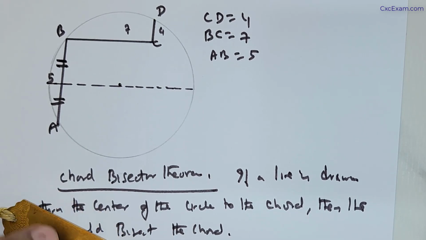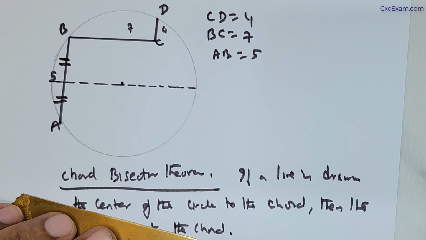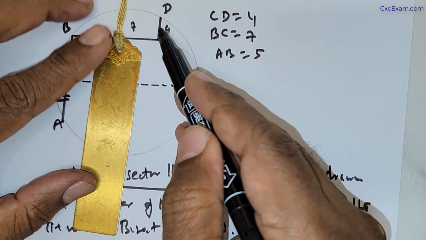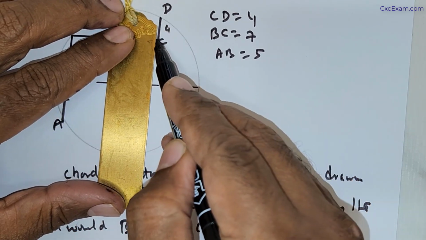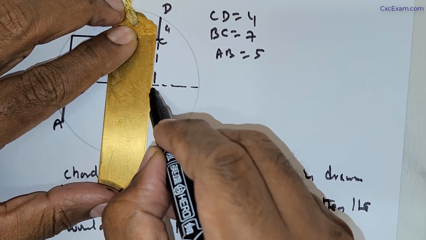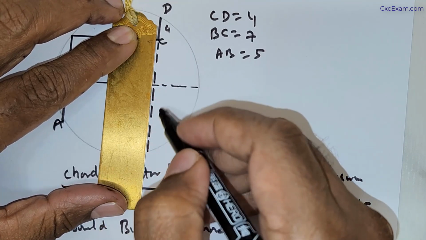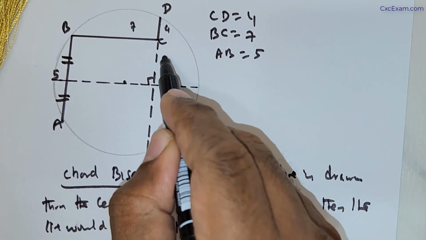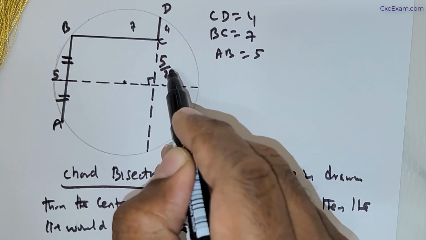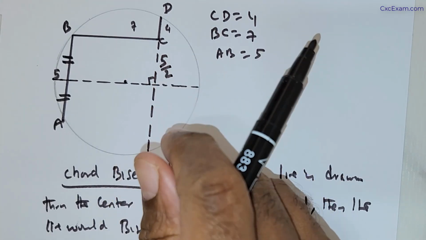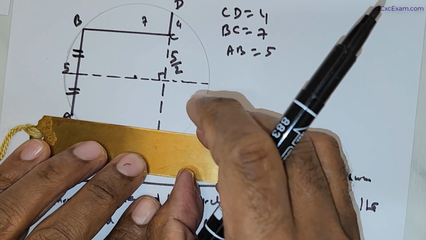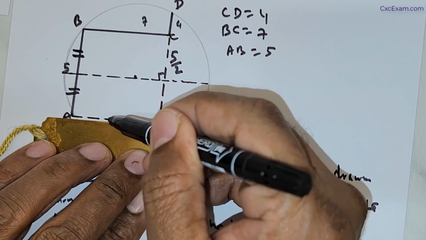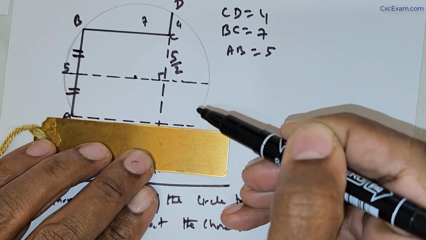Now what I wish to do is extend this line to form a chord. Okay. So it's actually a perpendicular being dropped. So this is going to be 90. Now clearly this side is going to be 5/2. Now what I wish to do is draw a chord from A such that the chord bisects this chord.